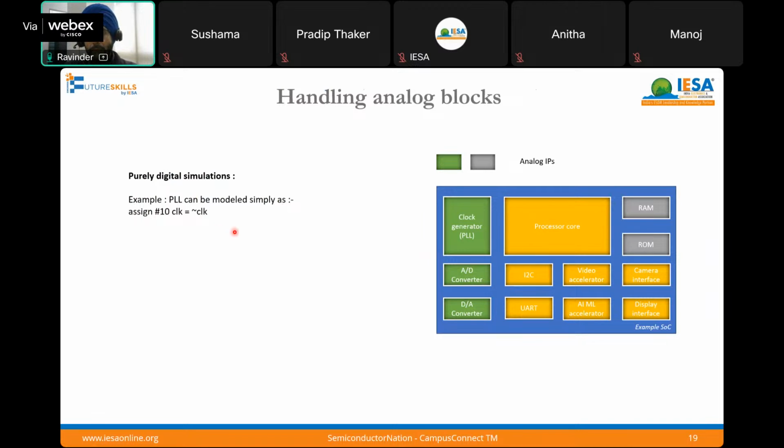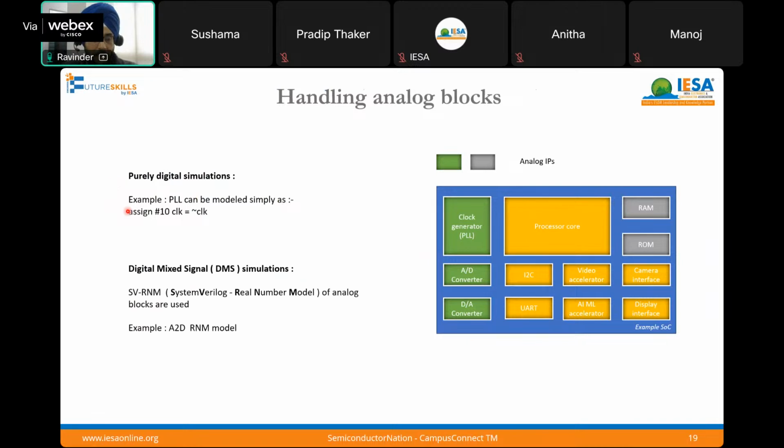Now, purely digital simulation: this is how we handle the analog blocks. Analog blocks can have values other than zeros and ones. So there are two ways to handle analog blocks. One is using purely digital models of analog blocks. A PLL can be a complex analog block, but it can be modeled simply as a clock generator, with a simple statement, and it can be verified. This approach is used when we don't really care too much about analog blocks, that is, they are not the target of verification.